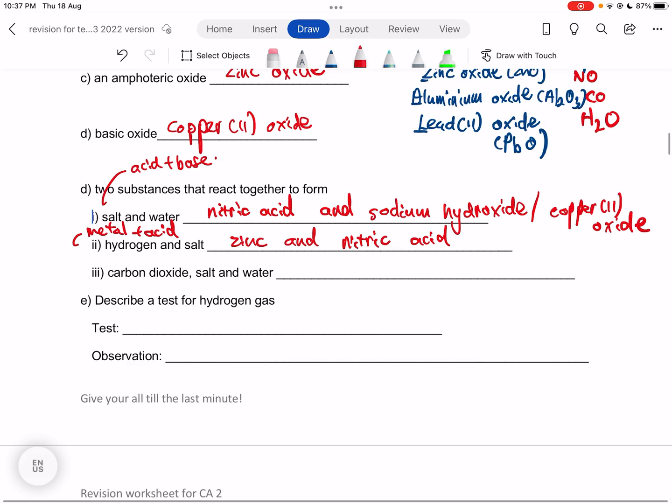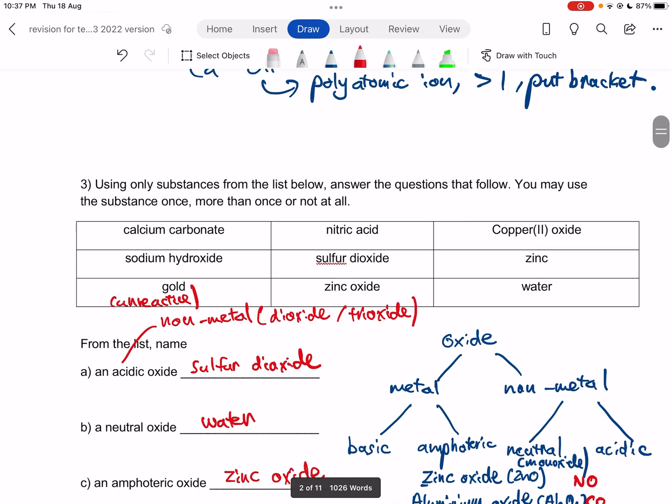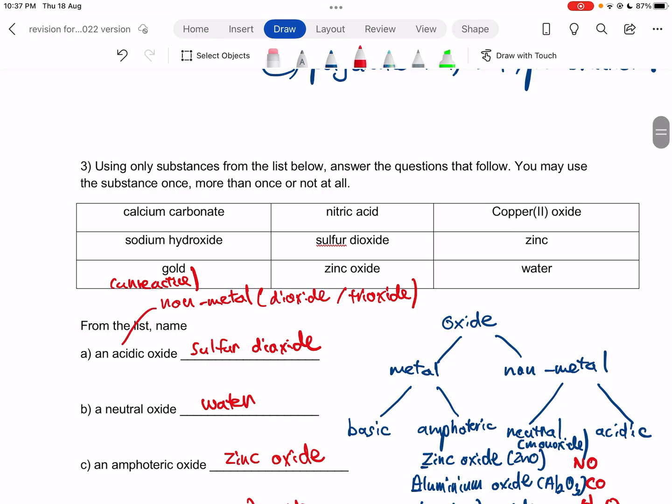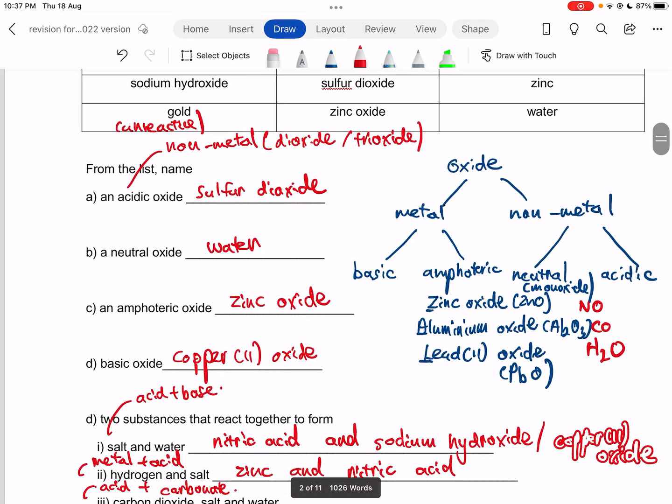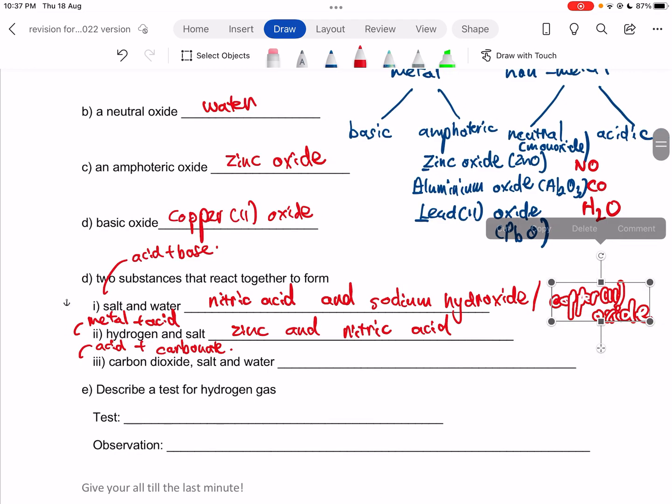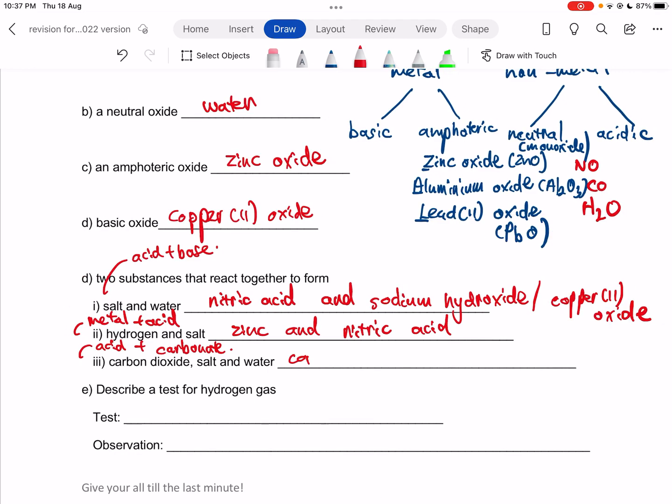Next one you have carbon dioxide, salt and water. So this one you need acid plus carbonate. Acid plus carbonate. You have calcium carbonate and nitric acid.